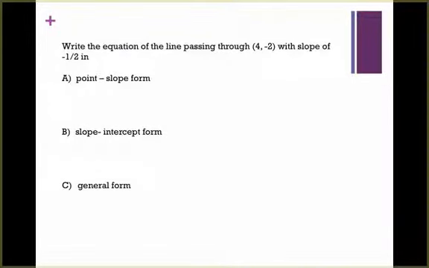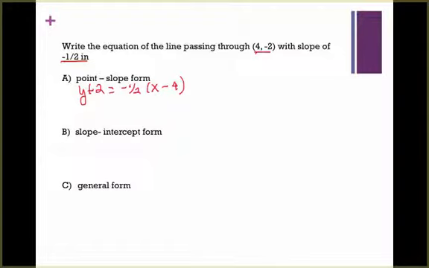Now let's practice changing between all the different forms. So we want to write the equation passing through (4, -2) with a slope of -1/2. Let's first of all do it in point-slope form. So it would be y minus my y value, which would be minus -2, so we'll make that +2, equals m, well my slope is -1/2, times (x minus my x value, which would be 4). So we can leave the answer like that in point-slope form.